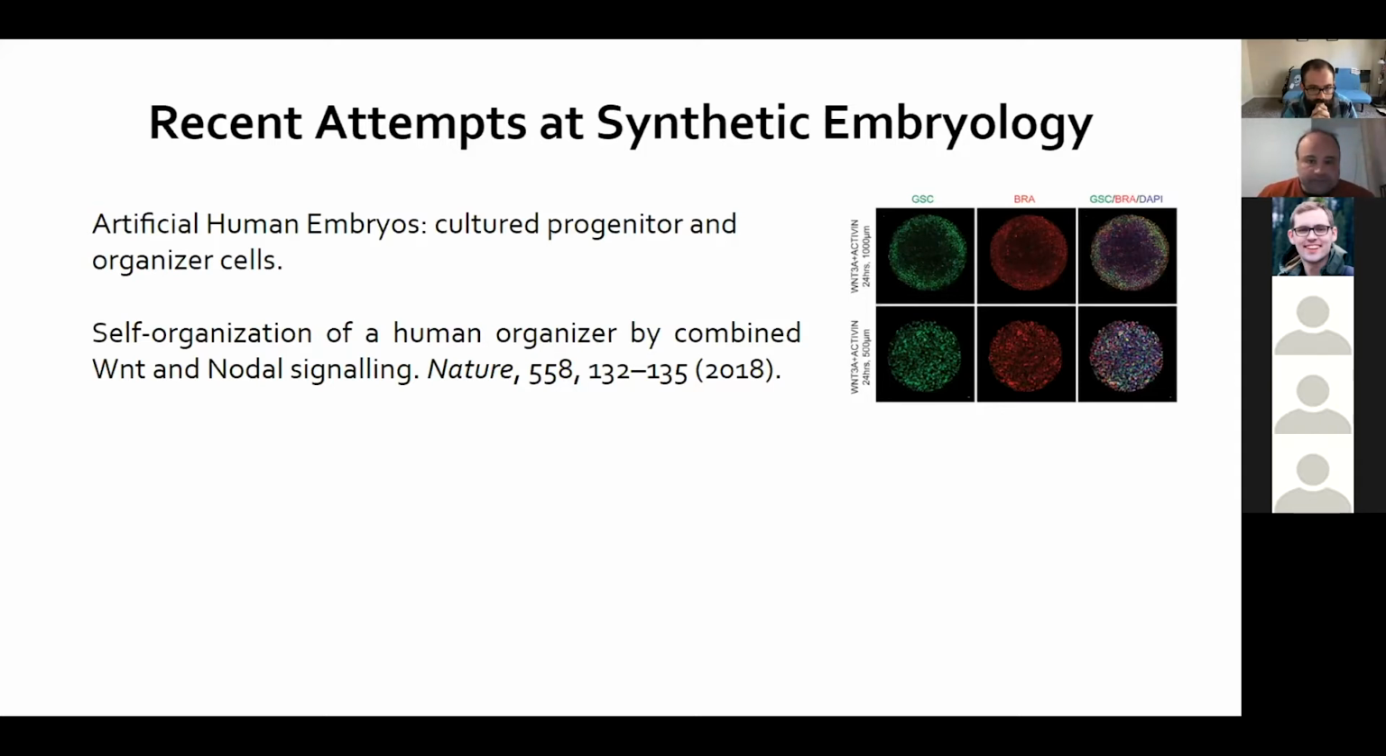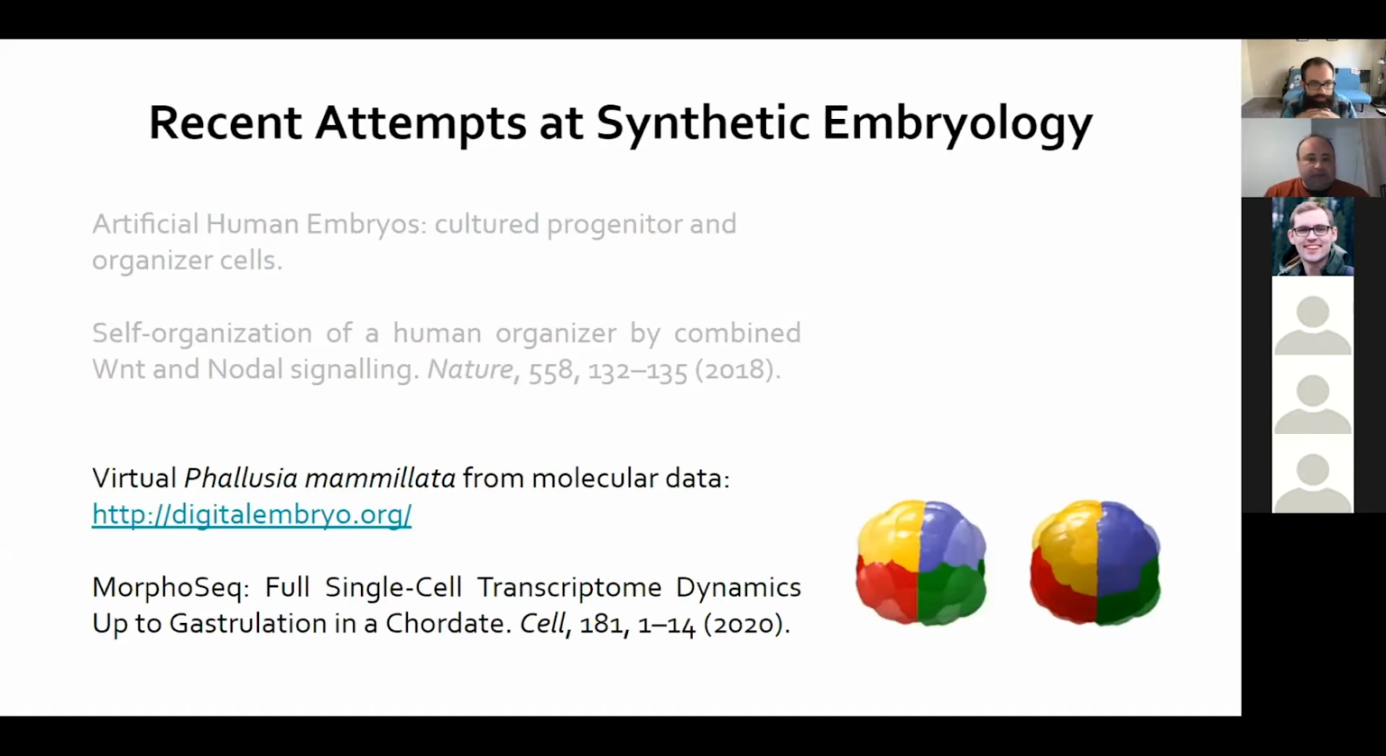In this case, they're looking at Wnt and nodal signaling, the combination of them and how they affect the embryo, how they explain what's going on in the embryo as it's developing. But that's one type of approach, a synthetic embryology approach. Another is a new paper that's out from a group where they've taken the ascidian, which is a sea squirt.